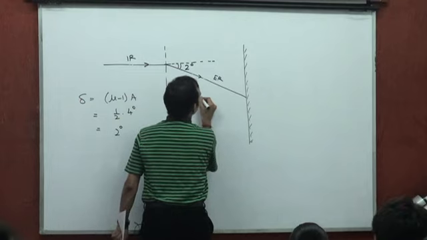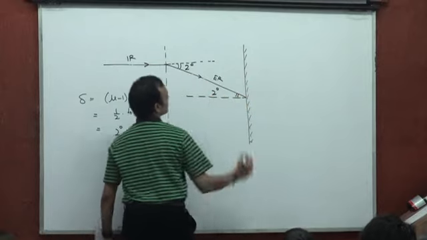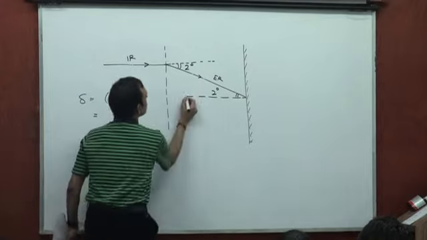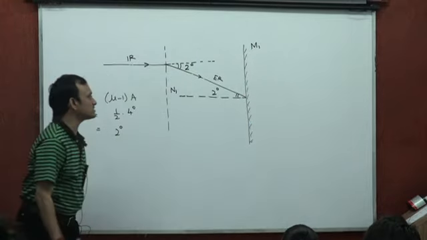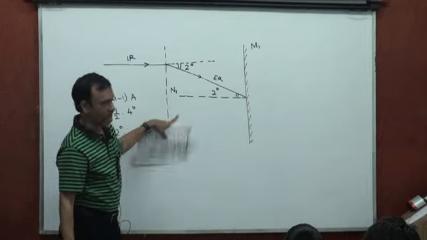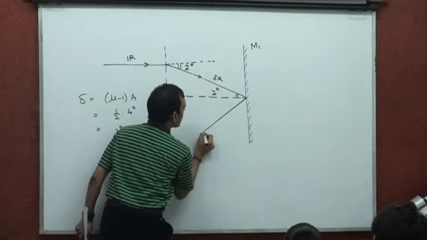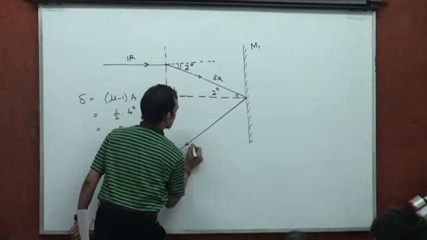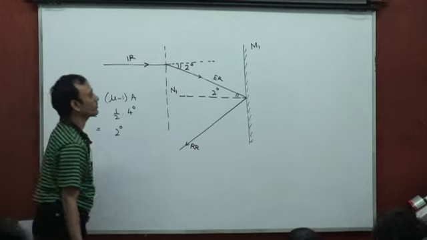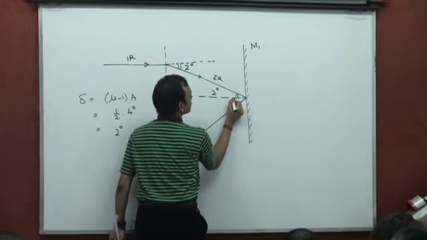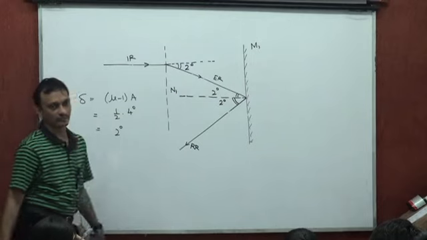Now, this then is also 2 degrees. And this is the normal to the original position of the mirror M1. The reflected ray is like this. This is the reflected ray. This angle is also 2 degrees, angle of incidence equal to angle of reflection.